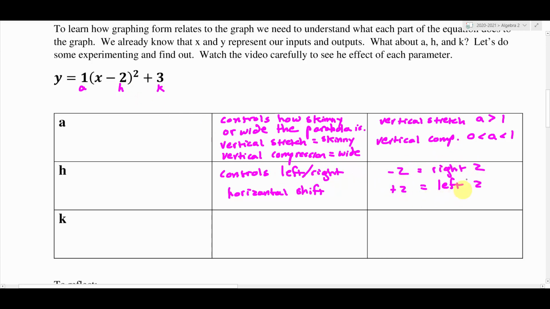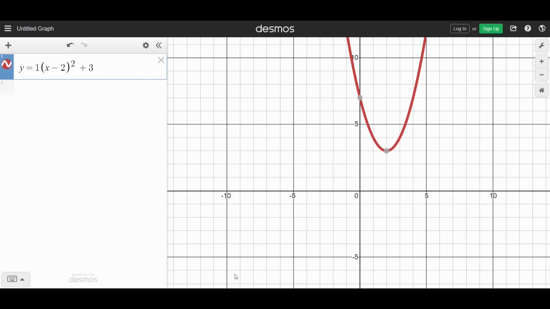Okay, so that's why I'm writing this reminder down over here. All right, last one we're going to talk about is the k value, this number that's on the end. So notice we have a +3 here, so I'm going to go back to my Desmos graph. I'm going to mess around with this value and see what happens to my graph as I mess around with it.